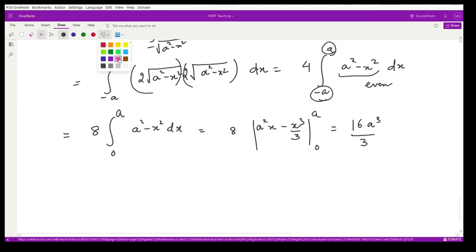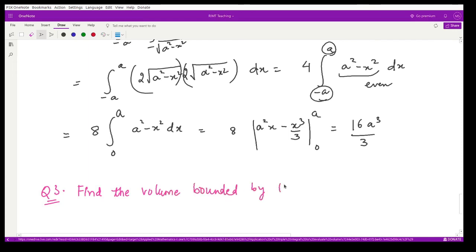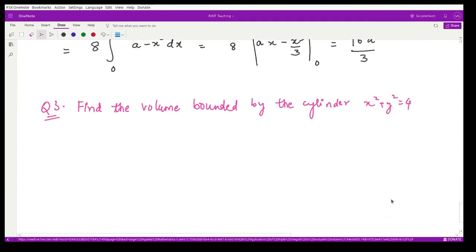And let us have a look at one more question. The question is, we are to calculate the volume bounded by the cylinder x square plus y square is equal to 4 and the planes y plus z is equal to 4 and z is equal to 0.